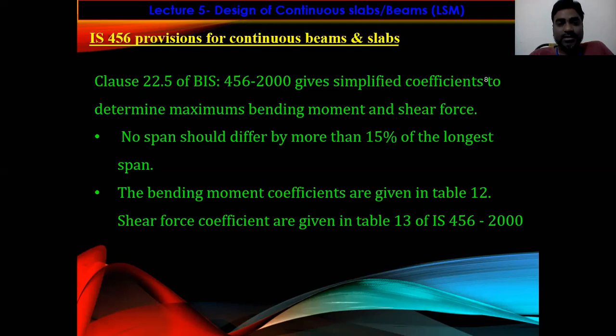The shear forces and bending moments are calculated based upon the coefficients which are provided by the IS 456, right? From those coefficients, you can determine the maximum shear force and bending moments in continuous beams and slabs. This method is approximate, but it gives reasonable values and is accepted. However, this method is applicable only under some conditions.